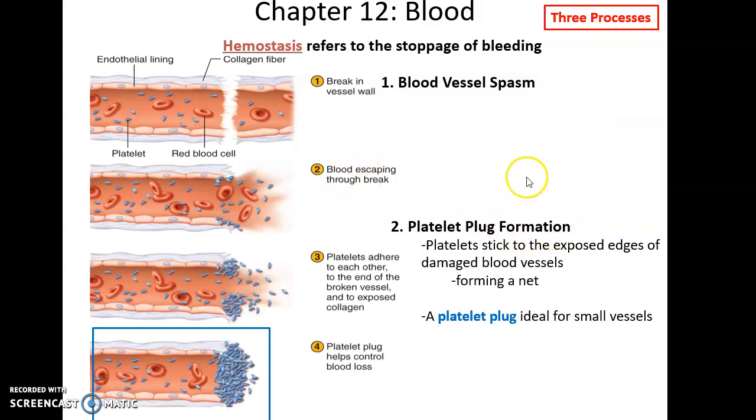Then we have platelet plug formation. As we mentioned earlier, the platelets will bind to the ragged edges of a damaged blood vessel, and they'll start to form a net, and that net will continue to fill to form what's called a platelet plug, which will actually completely block the blood vessel so blood loss is minimized. Now, platelet plugs only work for small blood vessels. They don't work for all blood vessels. But when they do work, they are very helpful.